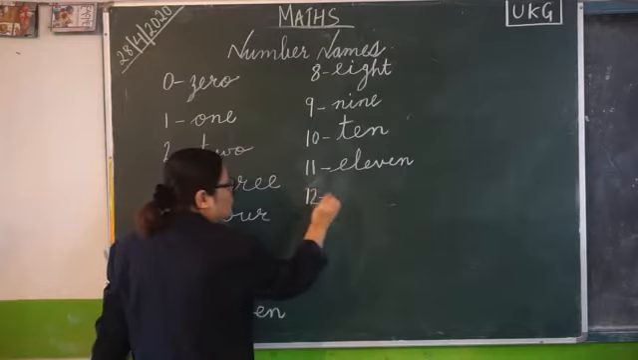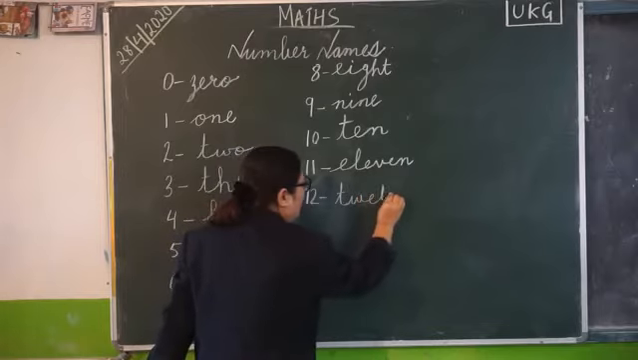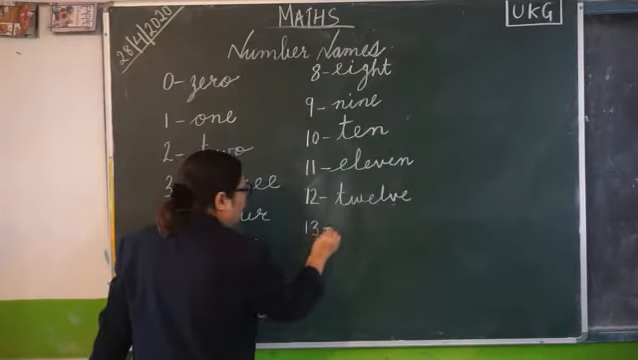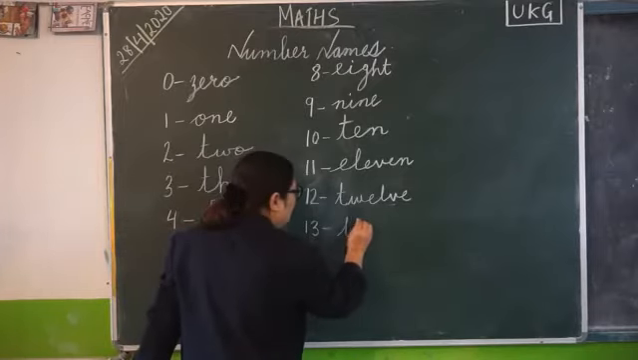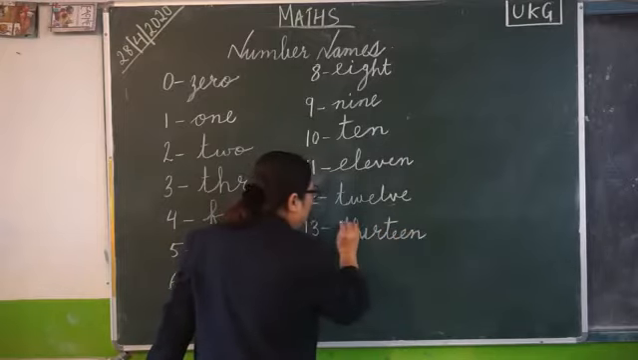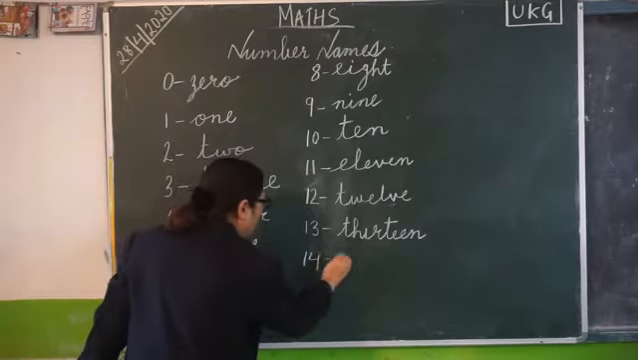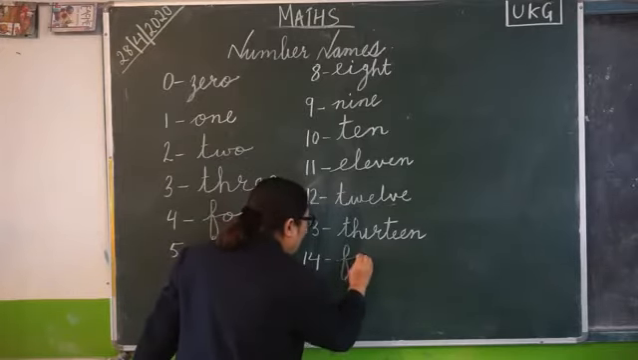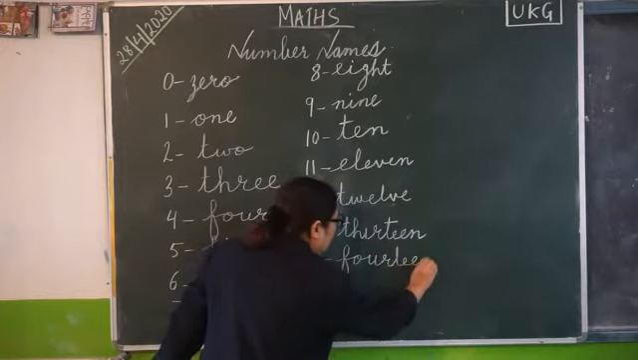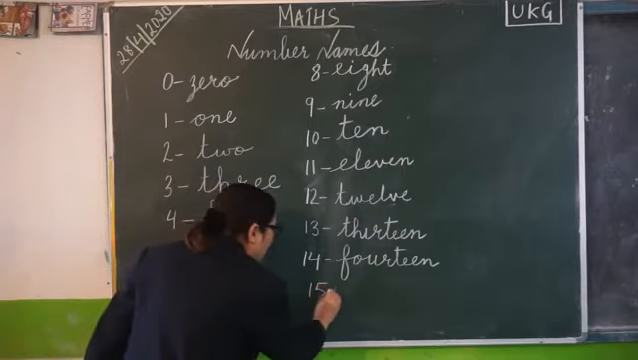1, 2, 12. T-W-E-L-V-E, 12. 13. 1, 3, 13. T-H-I-R-T-E-E-N, and 13. After that, 14. 1, 4, 14. F-O-U-R-T-E-E-N, and 14. Then 1, 5, 15.